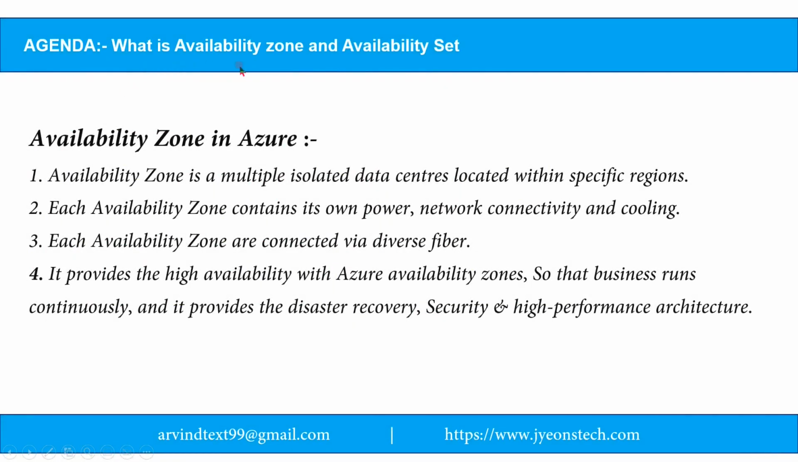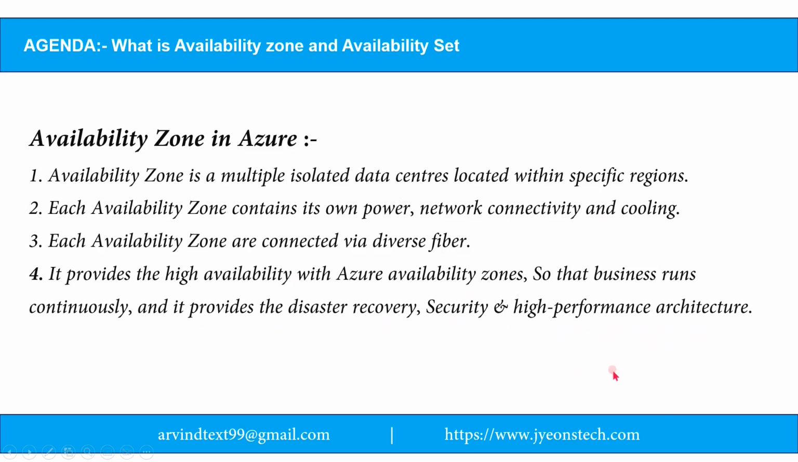Today's agenda is what is availability zone and availability set. Availability zone is multiple isolated data centers located within a specific region. Each availability zone contains its own power, network connectivity and cooling. Each availability zone is connected by diverse fiber. It provides high availability with Azure availability zone so that business runs continuously, and it provides disaster recovery, security and high performance architecture.